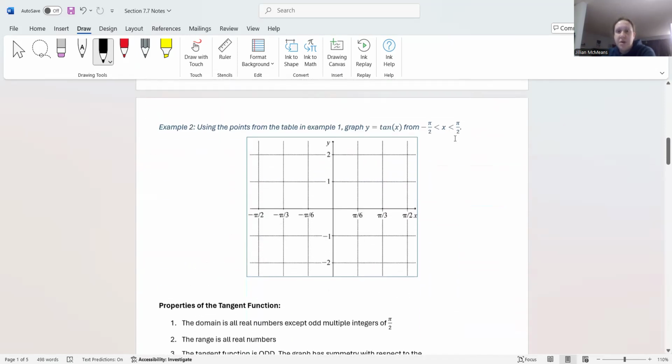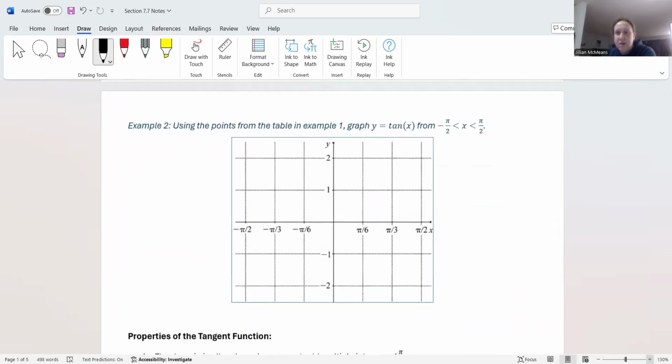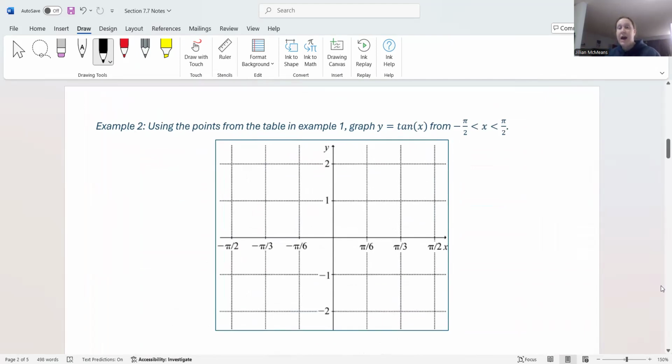Okay. So here's our graph. Let me expand it just a smidge. So we're going to graph from negative pi over 2 to pi over 2. So this represents one period, because remember, a period is pi. So from negative pi over 2 to pi over 2, we have pi radians.